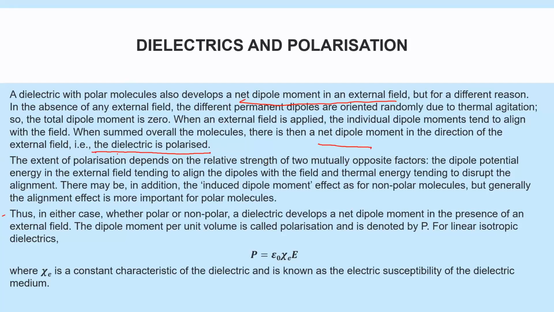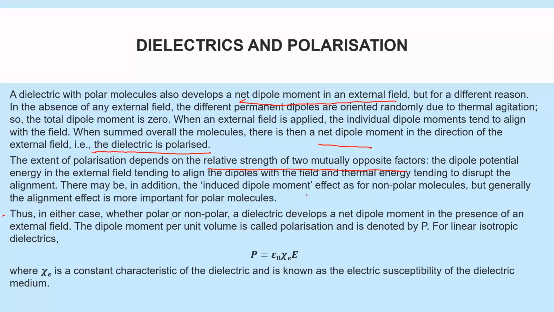The extent of the polarization depends on the relative strength of two mutually opposite factors: the dipole potential energy in the external field, that is trying to align the dipoles with the field, and the thermal energy that is trying to disrupt the alignment. So there is one force and there is one opposing force. We can say that the induced dipole moment effect, as for non-polar molecules, could be there, where you are inducing the dipole moment as we had seen in the non-polar molecules, but the alignment effect is more important for the polar molecules.